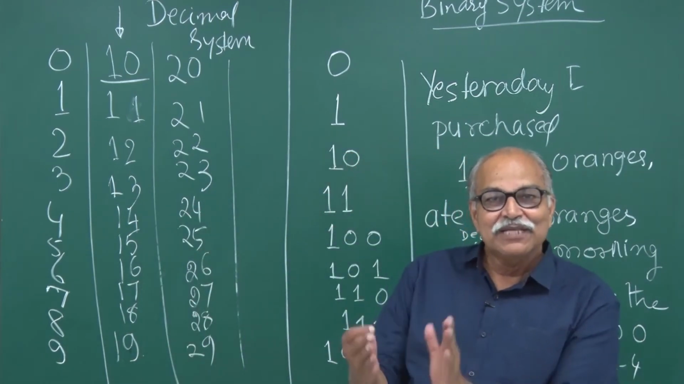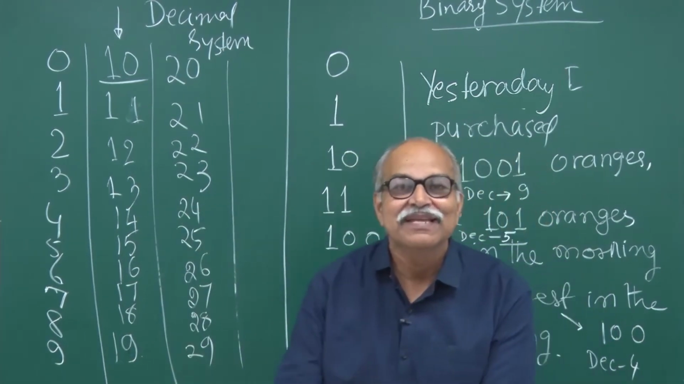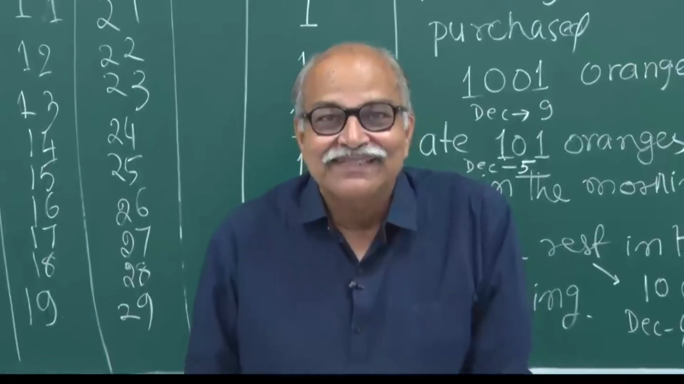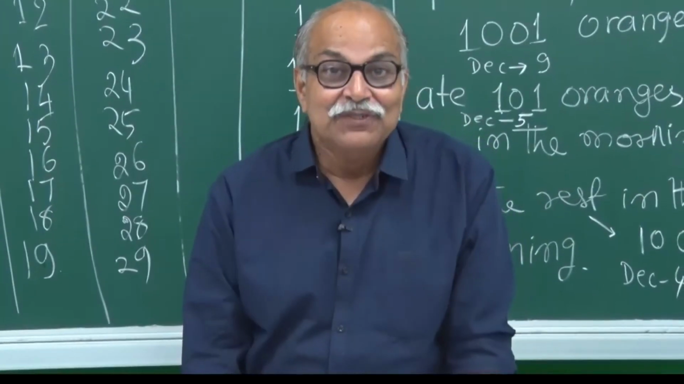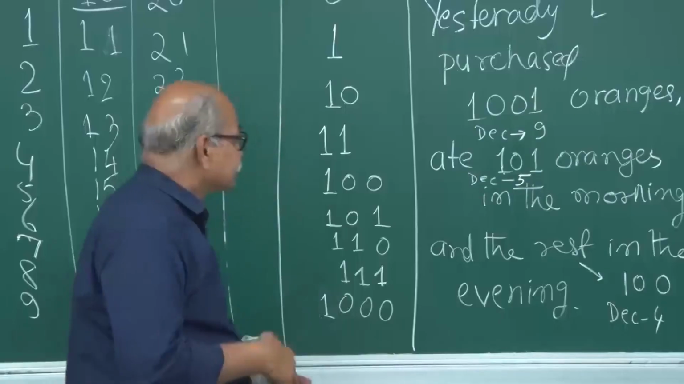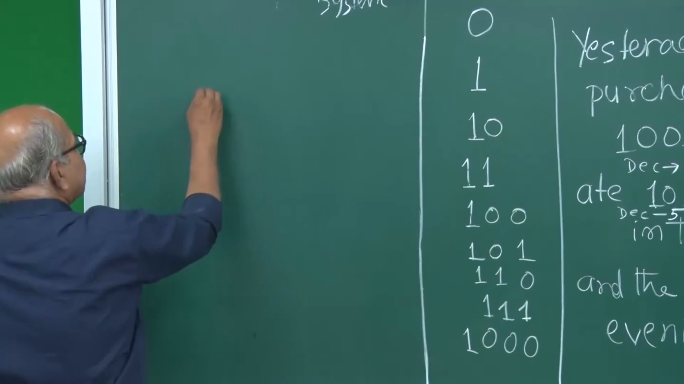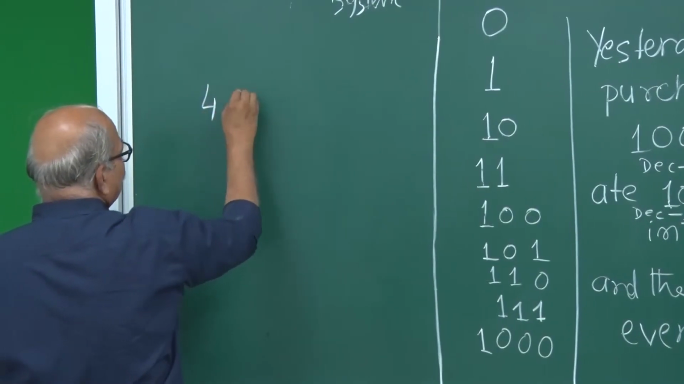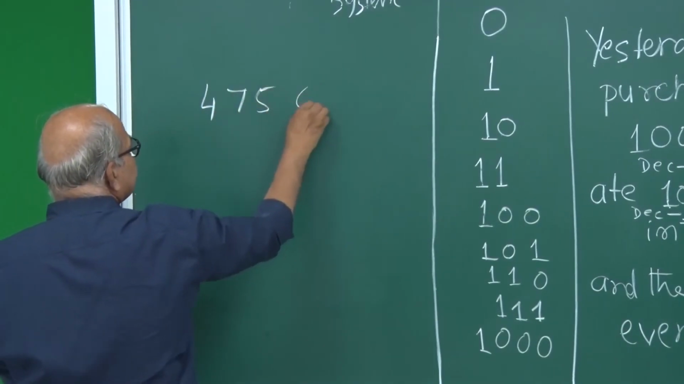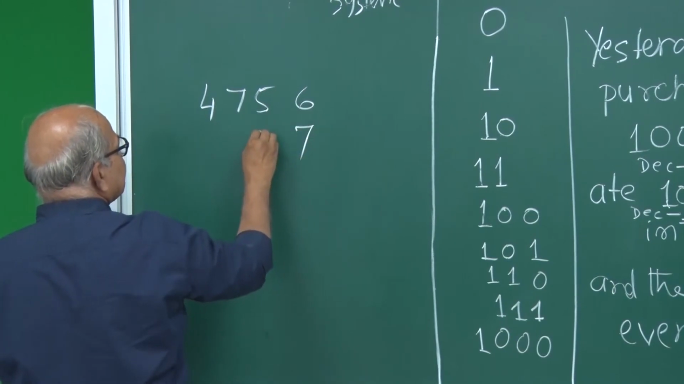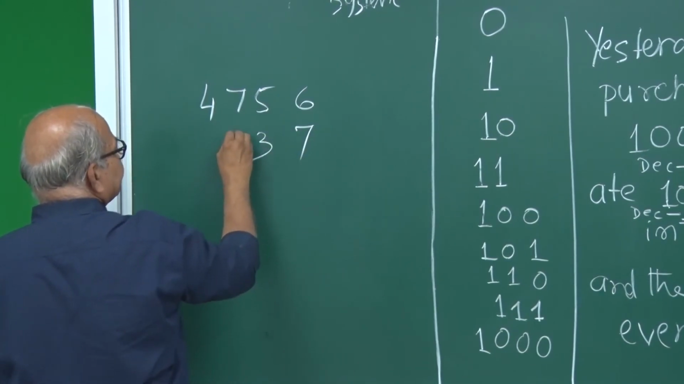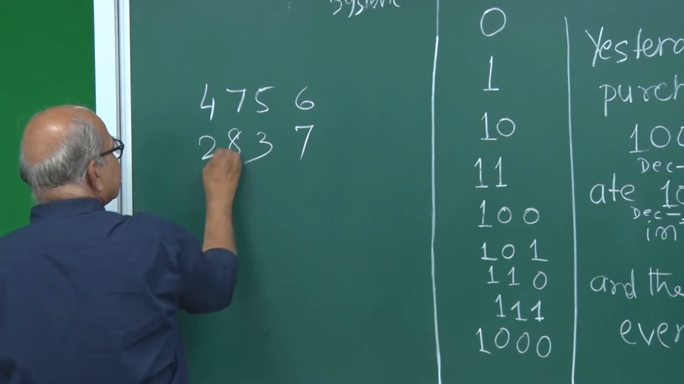And then the first thing after counting, what do you learn in your textbook of nursery, KG or class 1? That is addition. So, we will talk about addition. So, let us take these numbers, let us say 4, 7, 5, 6. Then let us write 7 here, 3 here, some 8 here, 2 here.